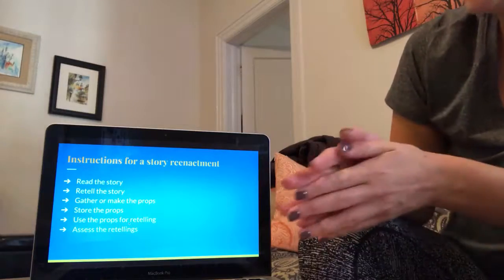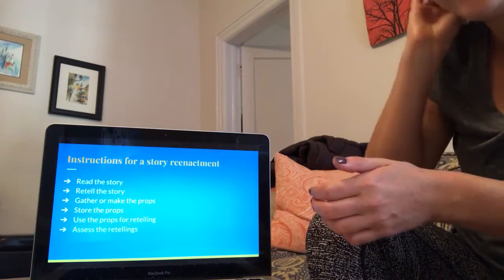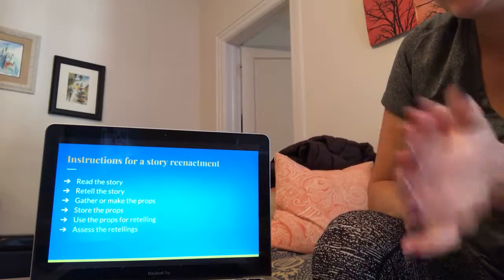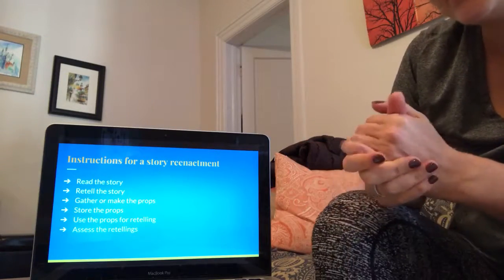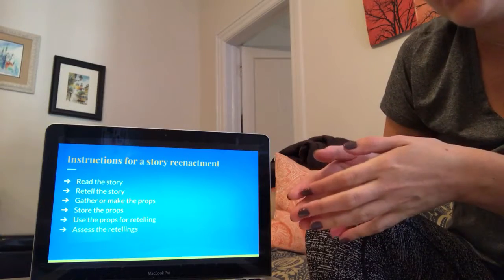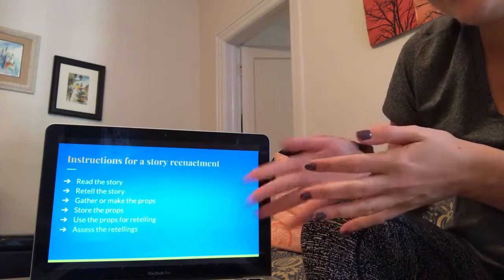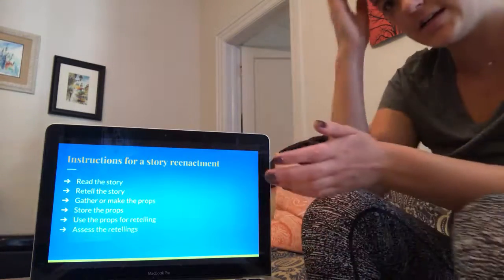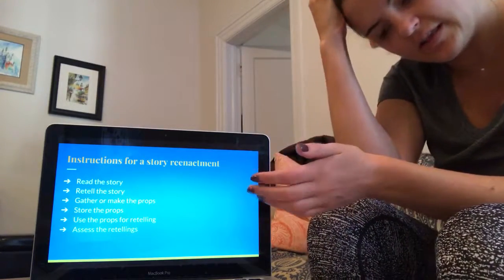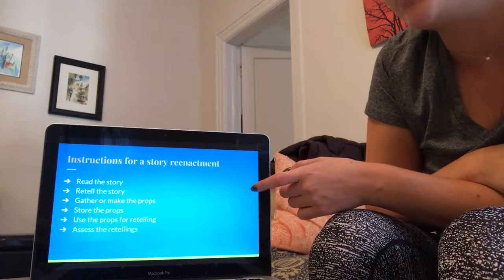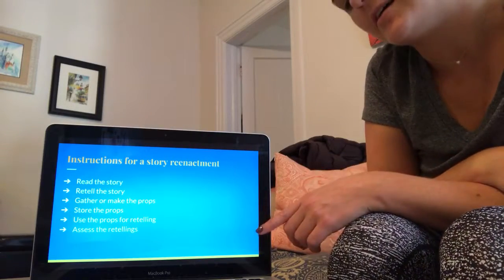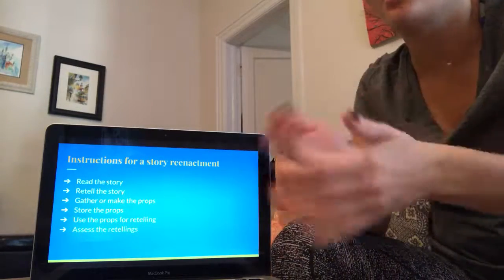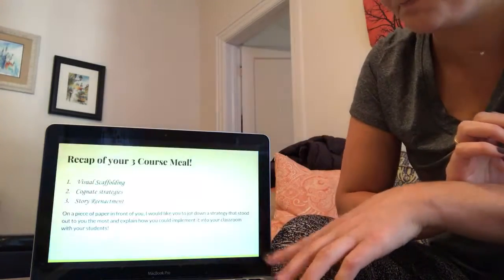Okay, here we go. This is just the instructions for how to implement a story reenactment. You read the story. The student or the teacher retells the story, gather and make the props, which is so fun for everyone, and then you store the props, use the props for retelling, and assess the retellings. This is important: with this strategy, you can assess students based on the retellings because you've talked about the book and you're using props and you're doing all this to really understand the text.